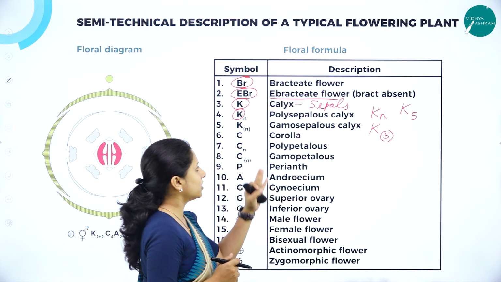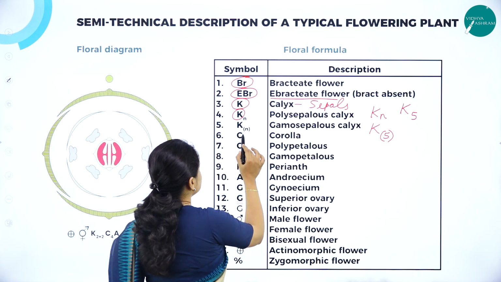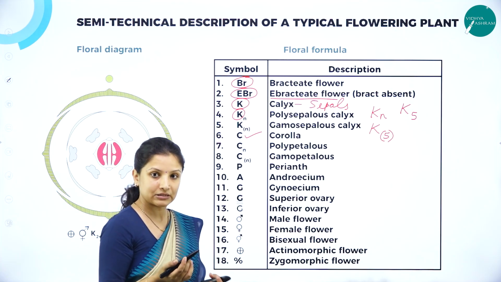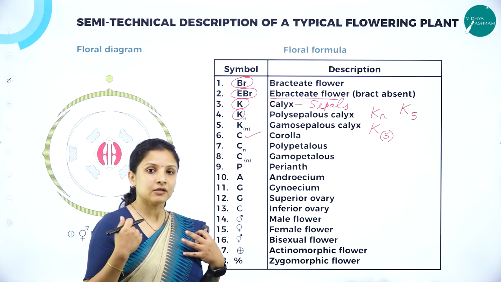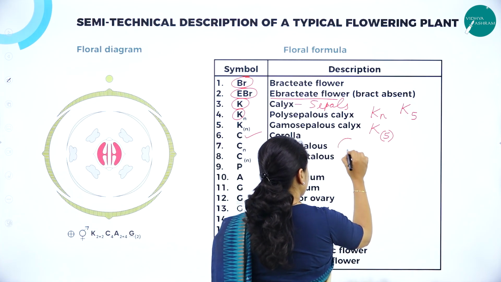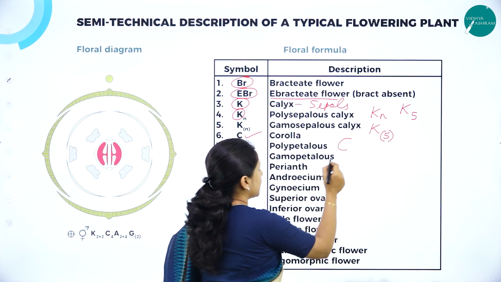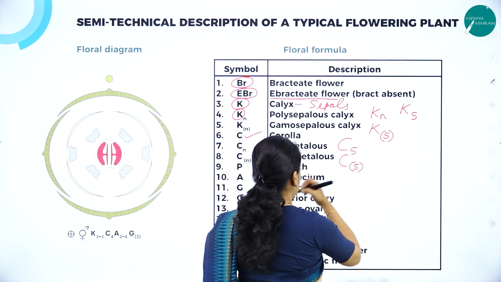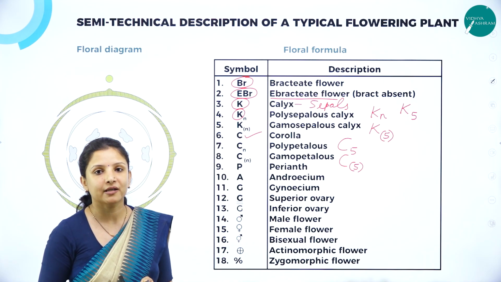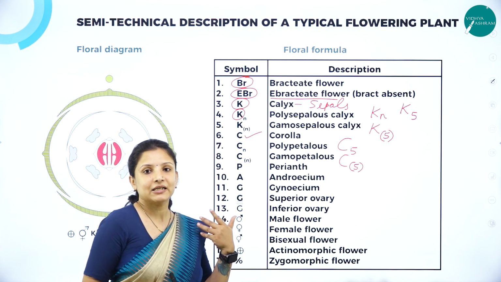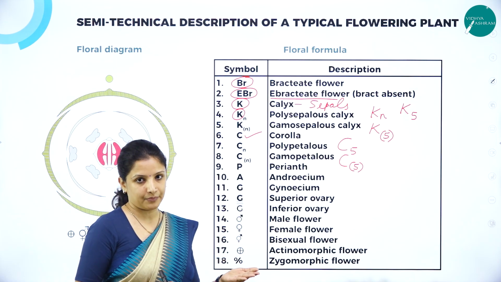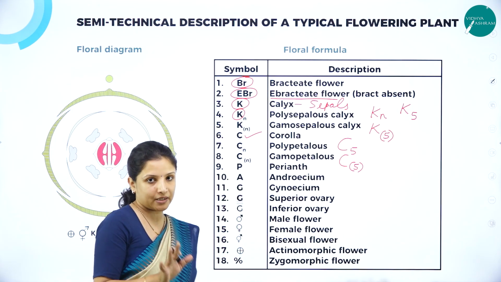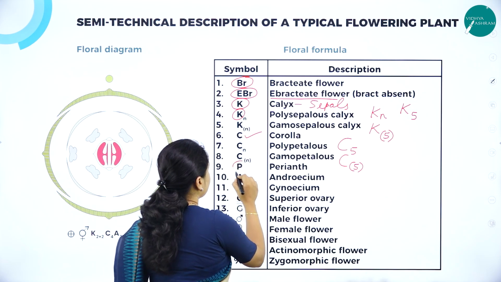And talking about the next word, corolla. Here for corolla, capital C is used, and again here polypetalous and gamopetalous are terms used. Now, if the petals are free, we call it as polypetalous. Again here, if it is free, for example, 5 petals are there, we write it C5. And if the petals are fused, we write 5 in a bracket. Next is perianth. So, what is perianth? In a flower, if you can't exactly differentiate which is a petal and which is a sepal, or which is a calyx and which is a corolla, then we call it as a perianth. So if the flower has a perianth, then we represent it by P.